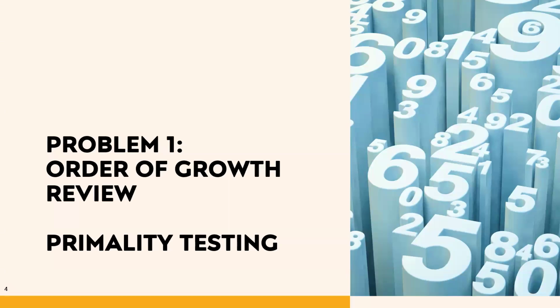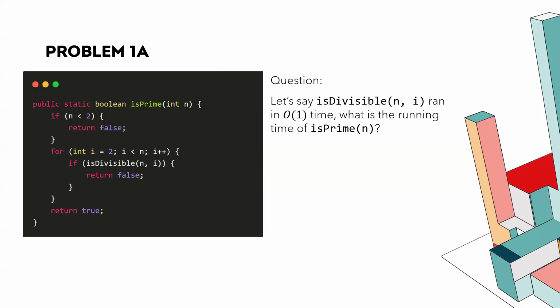Okay, so problem one. Let's go through the order of growth review, and we're going to use primality testing as an example here. Here I have a snippet of Java code, and right now it's saying that when n is small, we're just going to do some O1 work. Otherwise, we're going to go through n iterations, and we're going to call isDivisible.